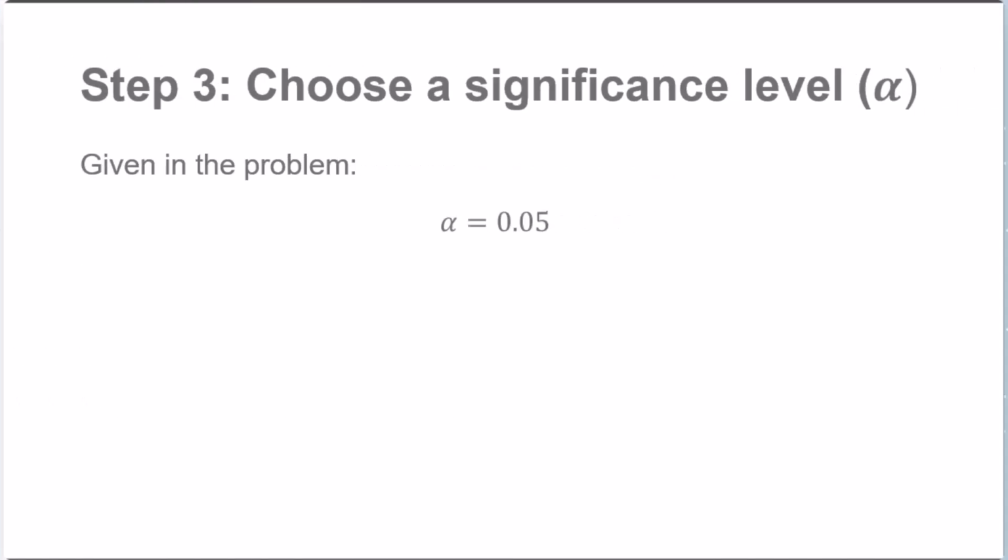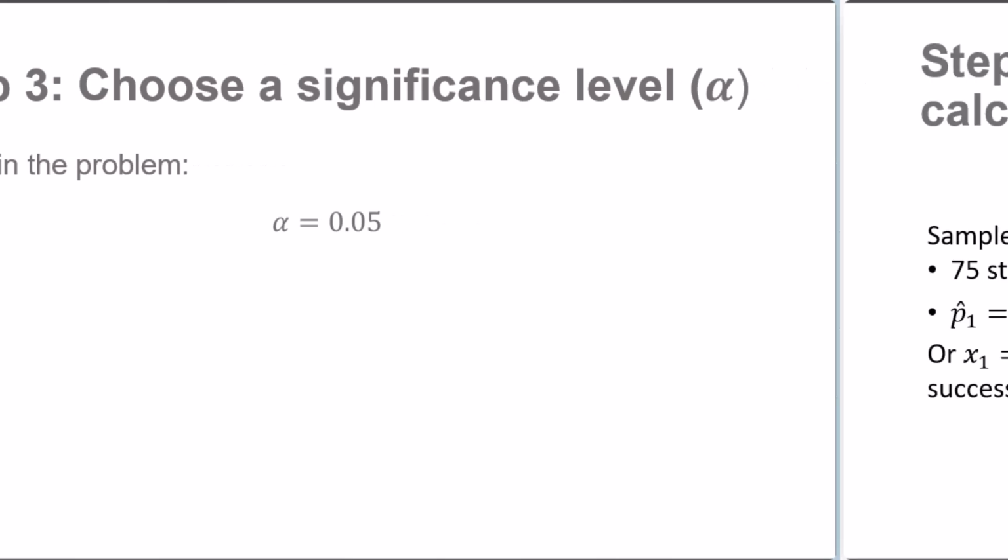Step three is to choose a significance level alpha. In this case, the significance level is just given in the problem. This is our standard 0.05 value.